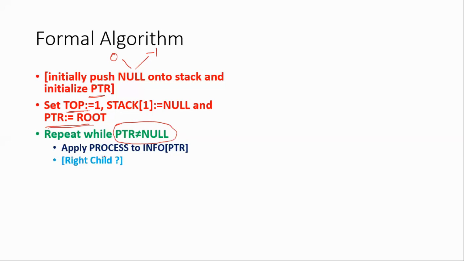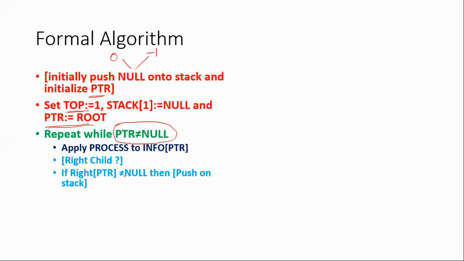We check for the right child. Is there a right child? If there is a right child, what do we have to do? We have to put it onto the stack. But how do we put it onto the stack? If you want to put it onto the stack, we have to increase the top, isn't it? So that's the basic method.